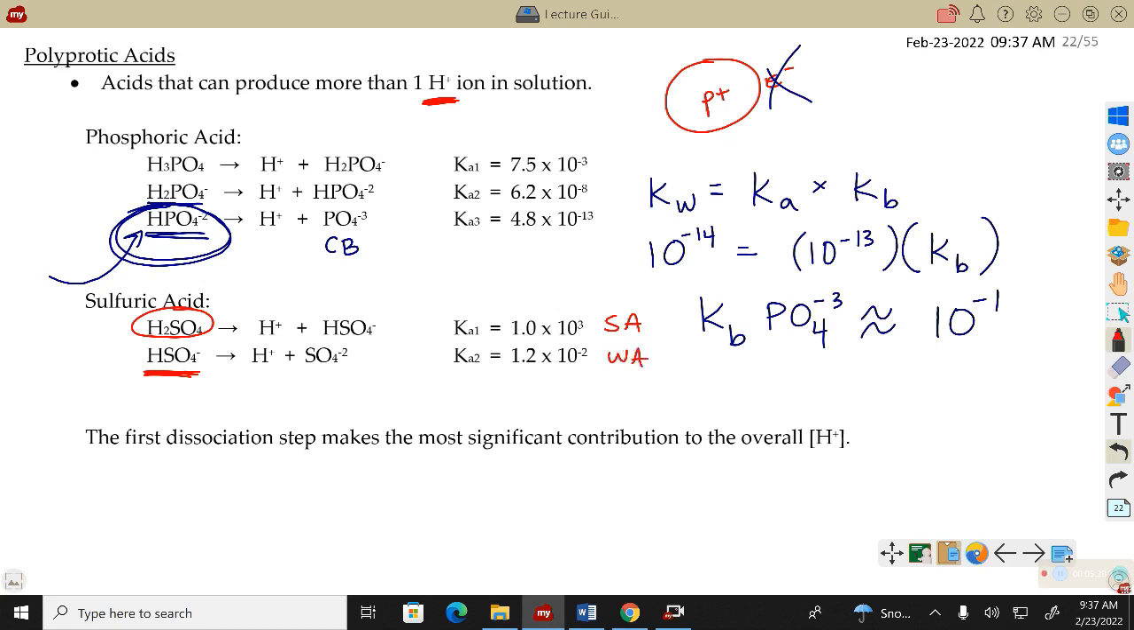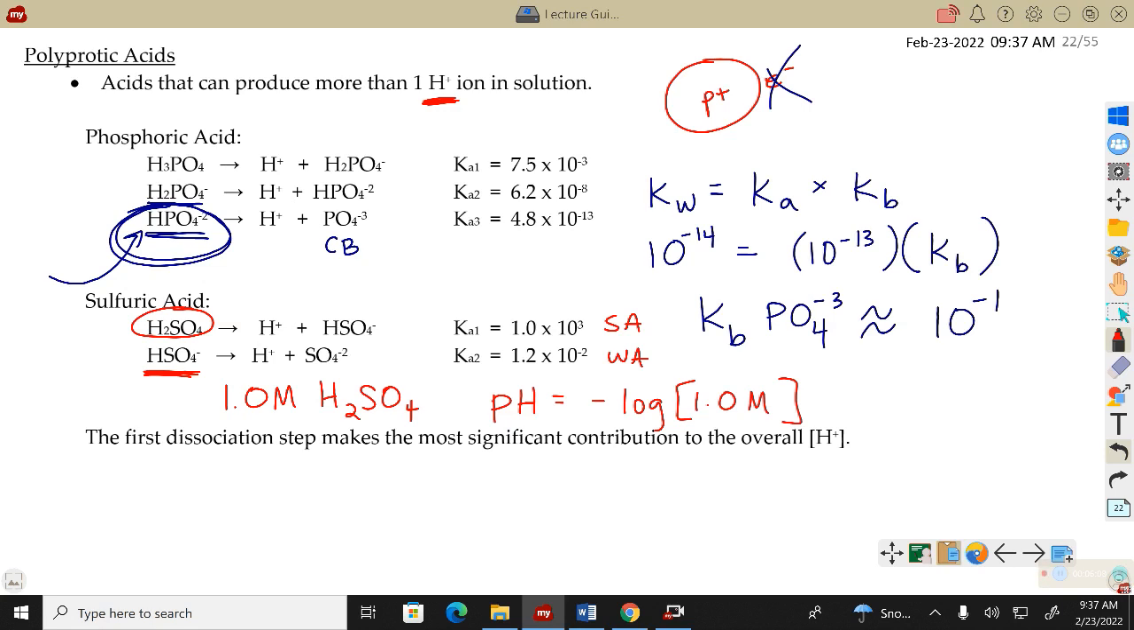So if I had, let's say, a 1 molar solution of H2SO4, by far that first dissociation is going to give me way more hydrogen than the second. The first is strong. So if I wanted to do the pH, I can really just say opposite log of 1. The second dissociation, being weak, is not going to contribute a significant amount of hydrogen, just the first step.